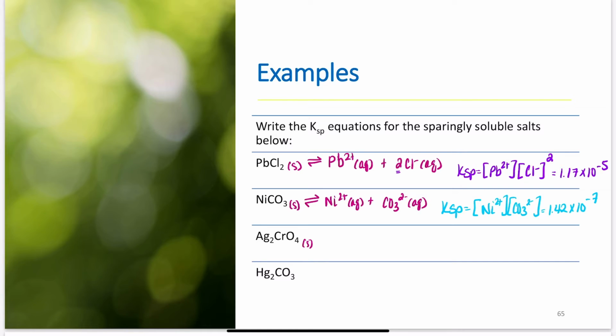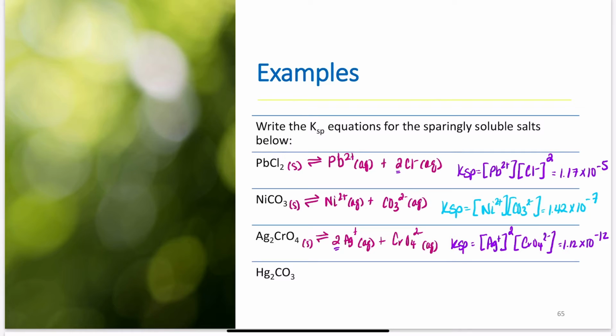Silver chromate, solid. Silver is rarely soluble. Silver nitrate's the only one I know of off the top of my head that likes to be soluble. It gives me 2 moles of silver ions and 1 mole of chromate ions. The Ksp here is equal to [Ag+] quantity squared, don't forget that 2 out in front, times [CrO4 2-], and this is equal to 1.12 times 10 to the minus 12.